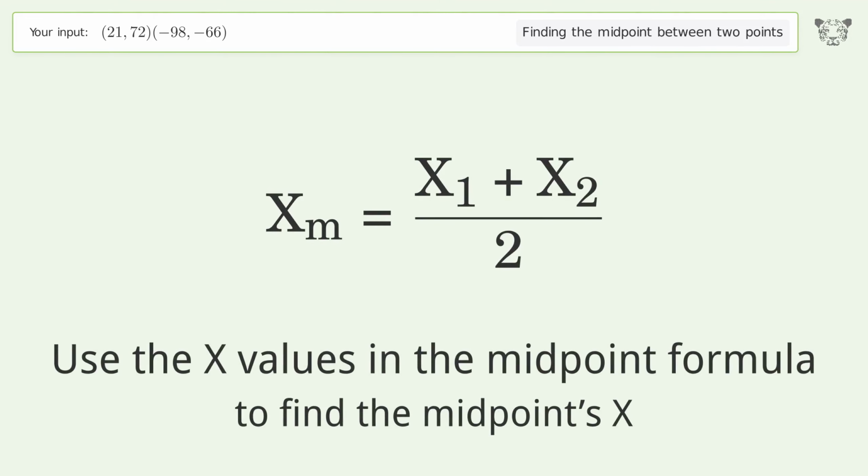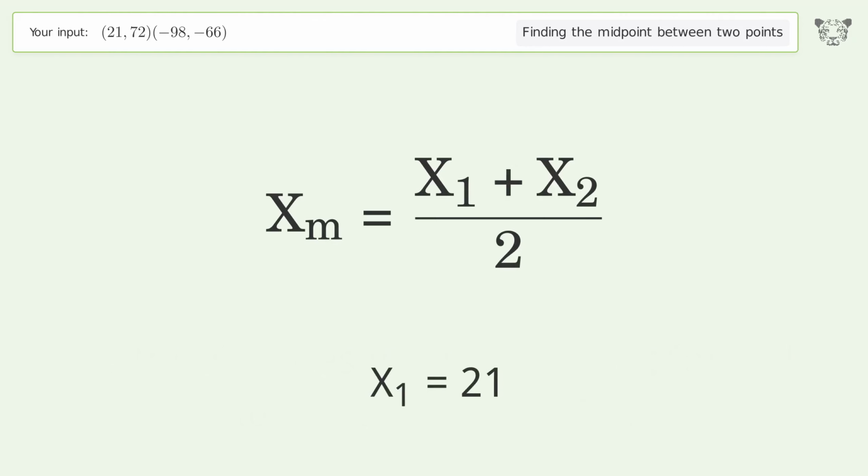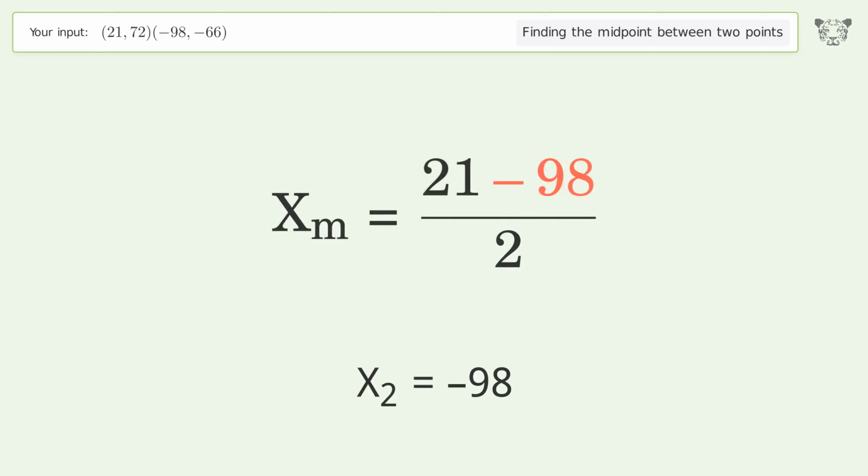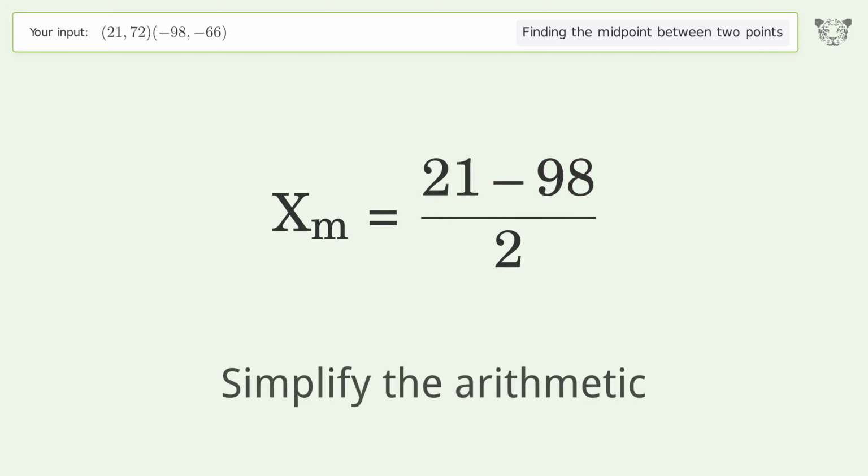Use the x values in the midpoint formula to find the midpoint's x. x1 equals 21. x2 equals negative 98. Simplify the arithmetic.